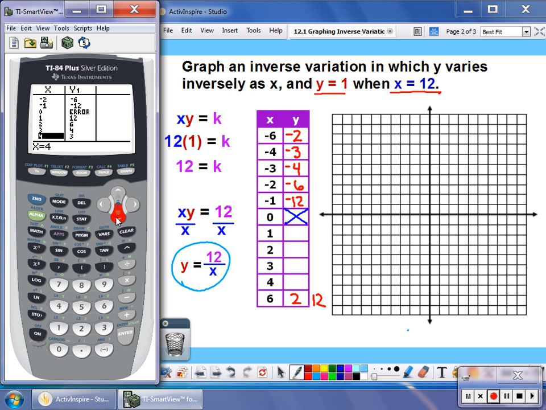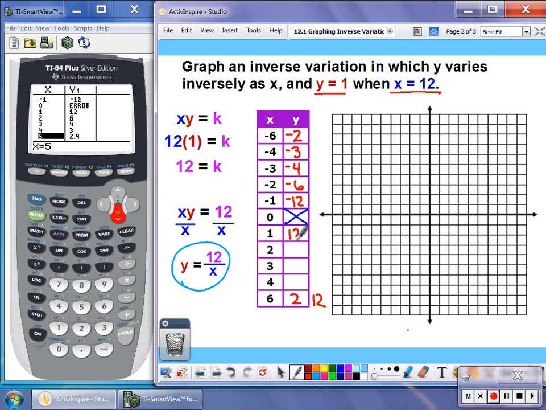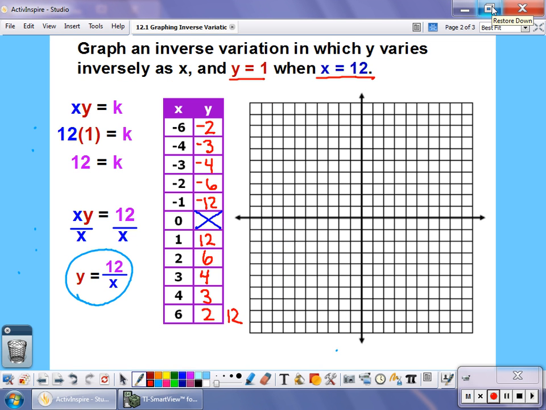All right, let's complete this table. We'll go down to the positive numbers here. So I'm going to have 1 and 12, 2 and 6, 3 and 4, 4 and 3, and I already did my 6 and 2.